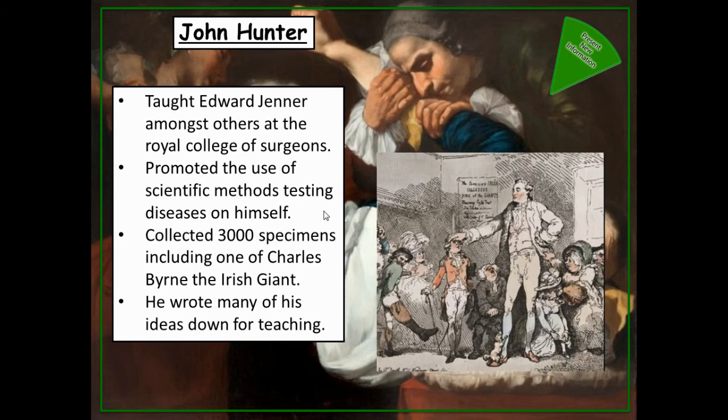As well as that, he collected 3,000 specimens. So he had a 3,000 specimen collection that he kept, is now kept in a museum in London, called the Hunterian Collection. Within that collection, he included the bones of Charles Byrne, the Irish giant, and a number of different medical experiments and parts of people that he'd seen that he wanted to share with other trainee surgeons.